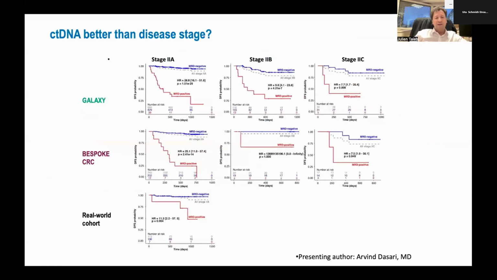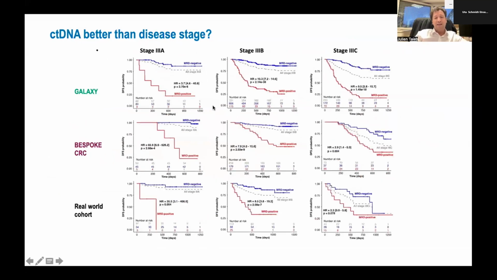What you can see here, and we will see the result here, is that we have also other publications that looked at the discriminating capacity of ctDNA in stage 2 and in stage 3 disease, and you can see that it is always a good discriminator, but that the prognosis by stage is still there, and that the curves for stage 3C for negative and positive ctDNA are not the curves for stage 3A, for example.